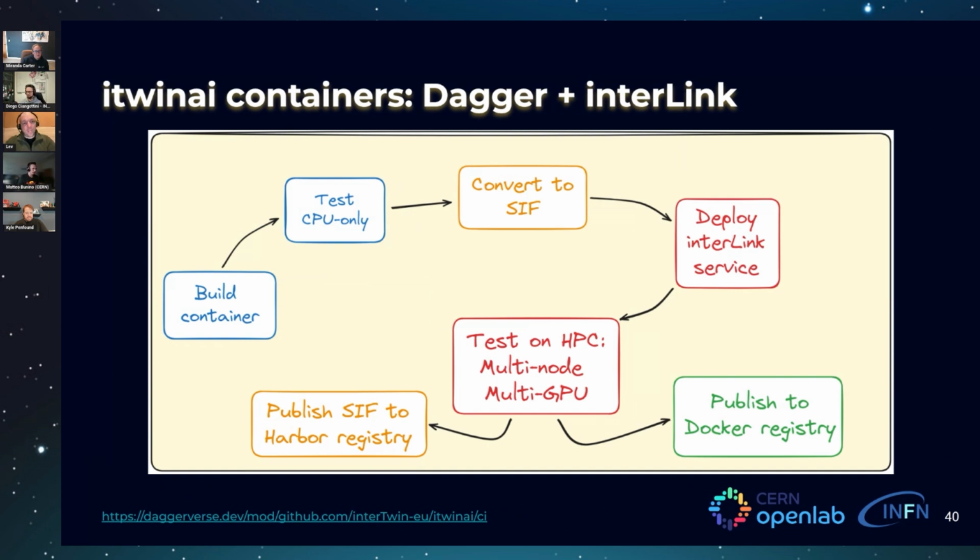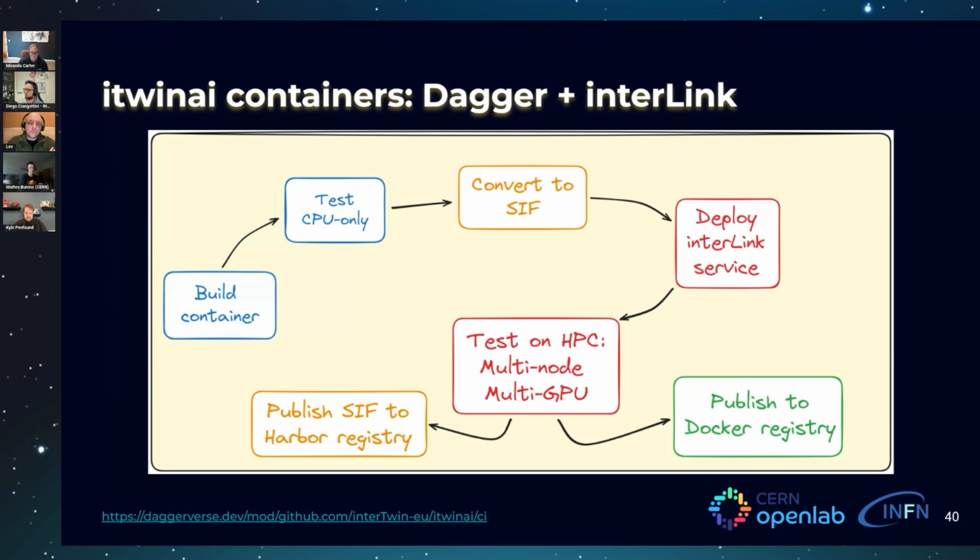So what's really happening? First we build the container. We test it on GitHub. The container is then converted to a Singularity file. After the conversion is completed, we deploy an interLink service on top of K3s. We launch the tests on HPC using the Singularity file, so the Docker image, which was converted to a Singularity file.